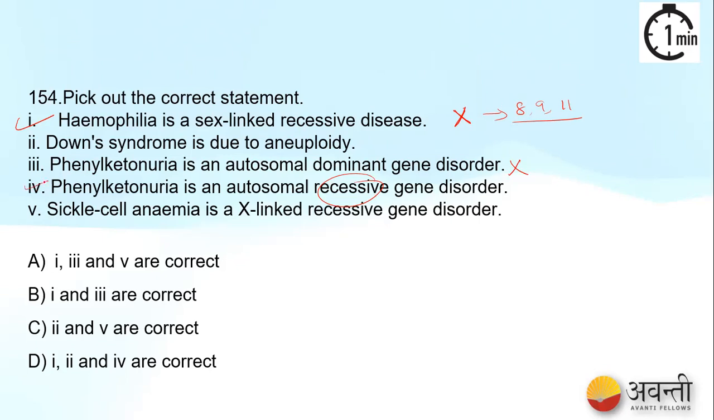Okay. Now, sickle cell anemia is an X-linked recessive genetic disorder. Absolutely not. Sickle cell anemia is an autosome-linked recessive disorder. In sickle cell anemia, it is because of the point mutation in the beta globin chain of the hemoglobin molecule. It leads to a change in the shape of the red blood cells because of the mutation in the beta globin chain, due to low oxygen tension. So that is why option 5 is also wrong. So option D, that is 1, 3, and 4, are correct.